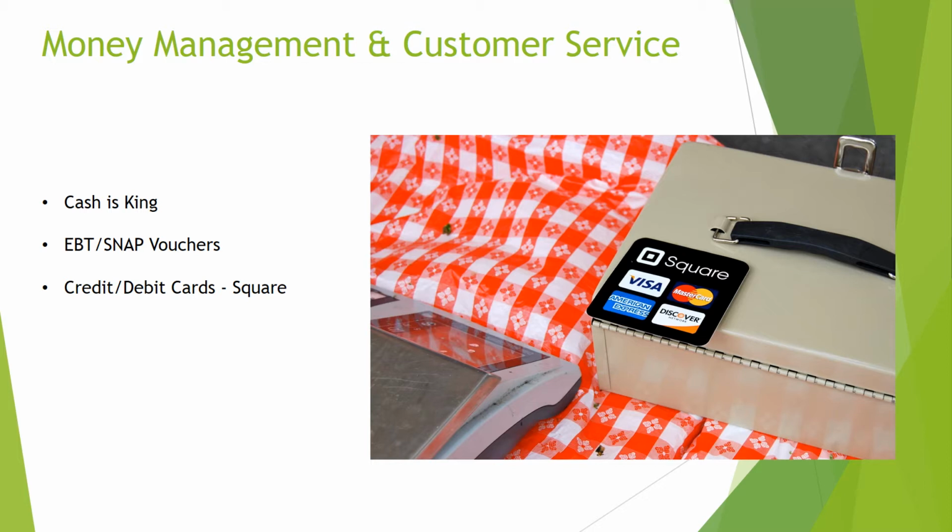Also, we mentioned before the EBT SNAP vouchers. Some farmers markets are using food stamps, so you need to be able to receive that and provide your products for people that are using EBT and SNAP. And then also being able to accept credit and debit cards. A really popular way that vendors are handling that is by using Square, which works with your smartphone as a way to accept credit cards. There are other ways to accept credit cards as well, but this is something to consider. How are your customers going to be paying, and are you going to be able to support them with that?